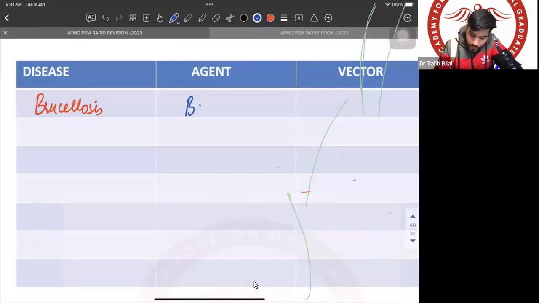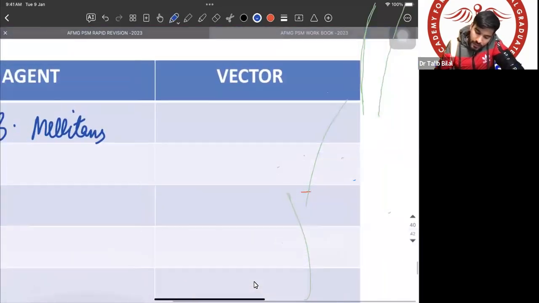What is the agent? B. melitensis. What is the agent, my dear students? B. melitensis. And the vector is unpasteurized goat milk.